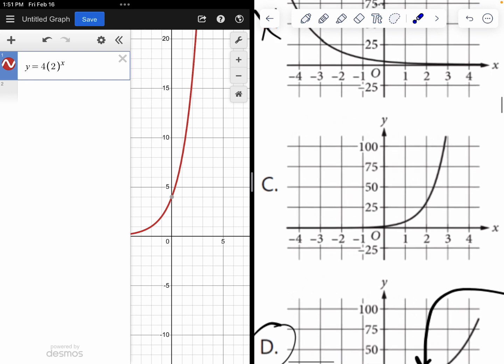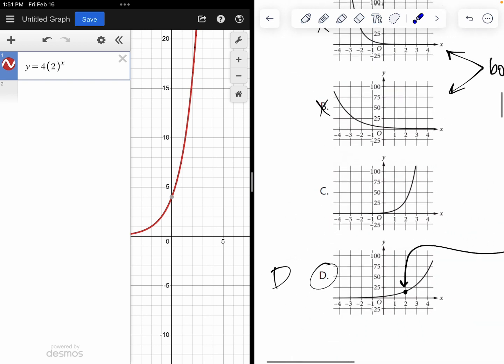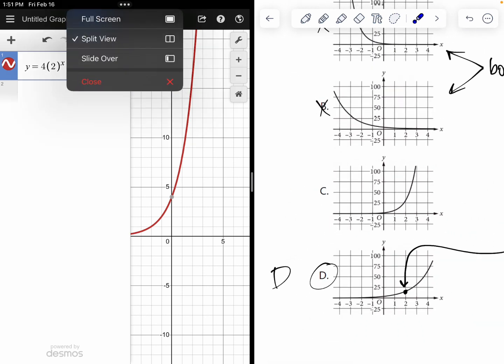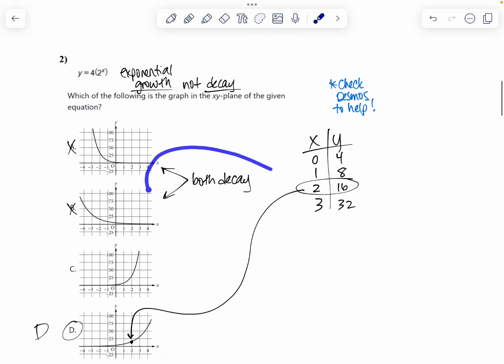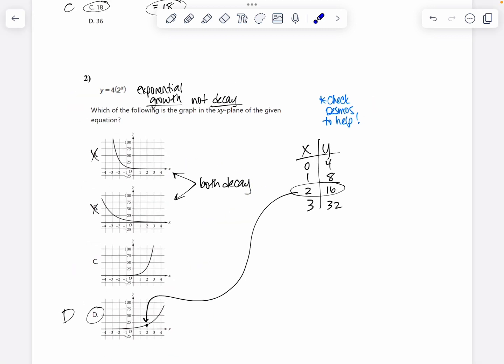The ordered pair 2 comma 16 is not on this. It's a little bit higher than 25. So remember, I've said many times that a lot of times you'll be able to process of elimination 2 answers right away like this, and then you'll have to think kind of hard about these 2. Either make a t-chart or check Desmos or something to help you be confident in the right answer.